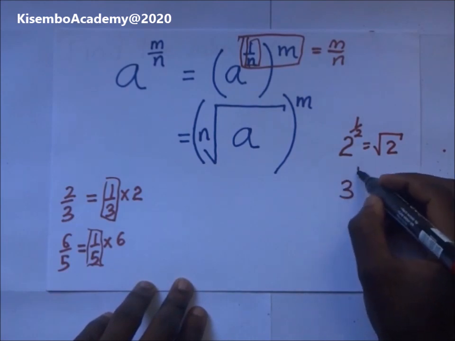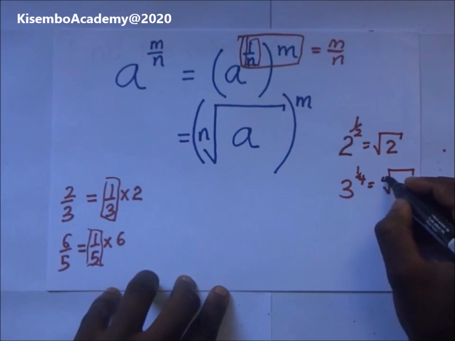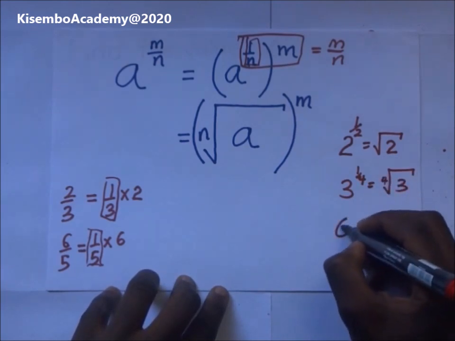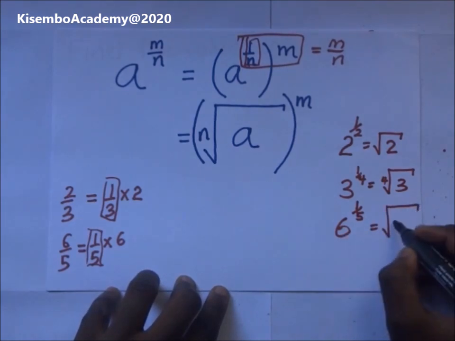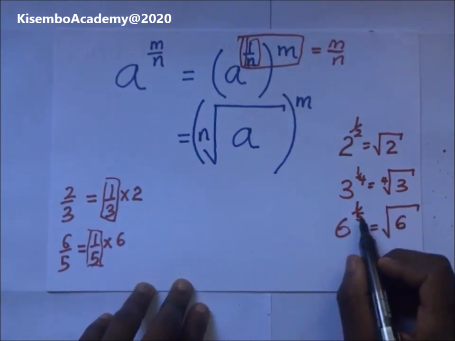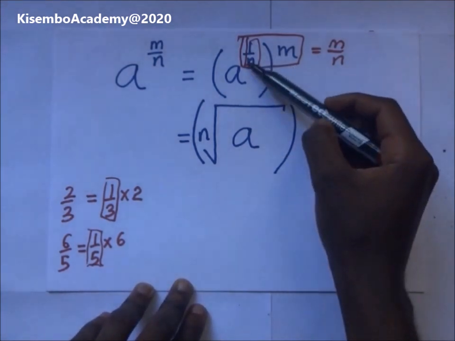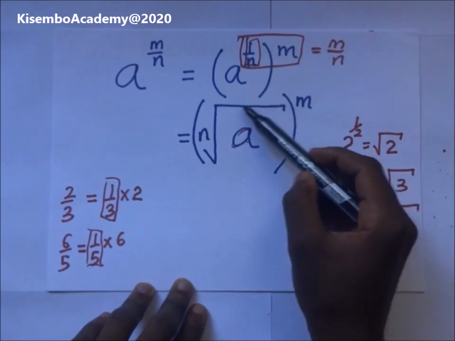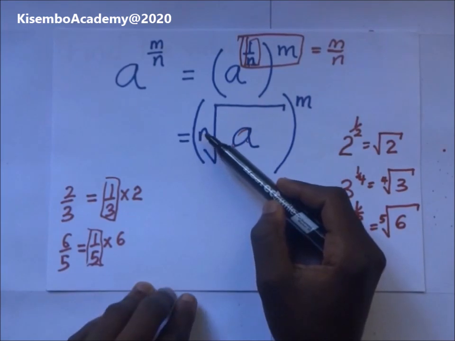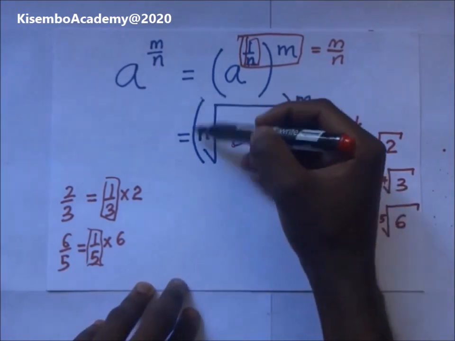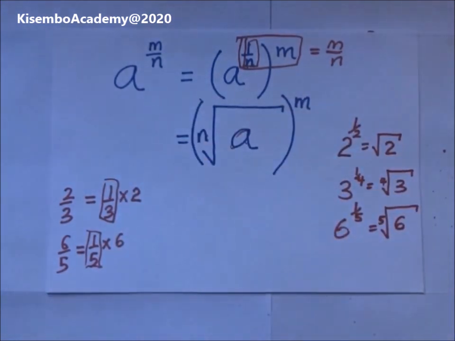If it is 3 to the power quarter, this is the same as the fourth root of 3. If it is 6 to the power 1 over 5, it means it is equivalent to the fifth root of 6. That is what this means, 1 over n. So here we have a to the power the root of n. N can be any number, of course not 0. Then all this is to the power m, and this is the interpretation of that.